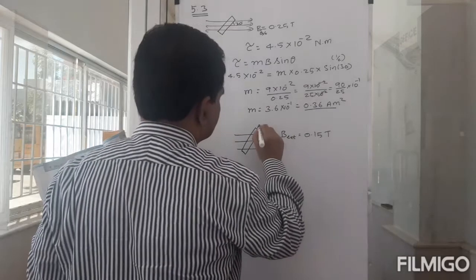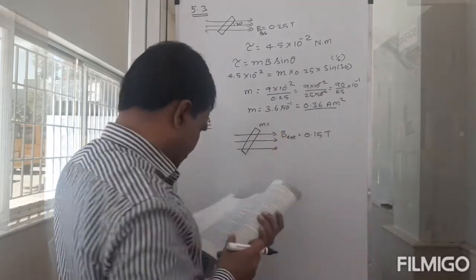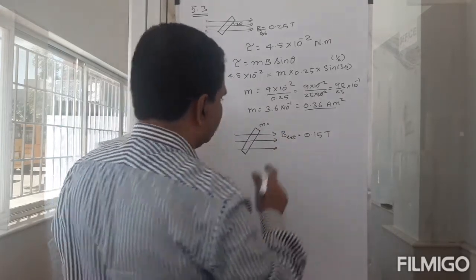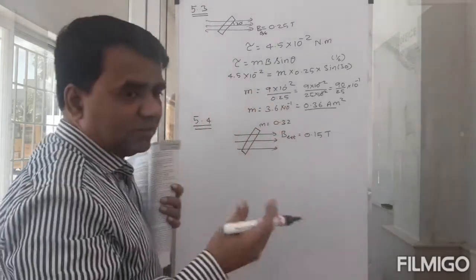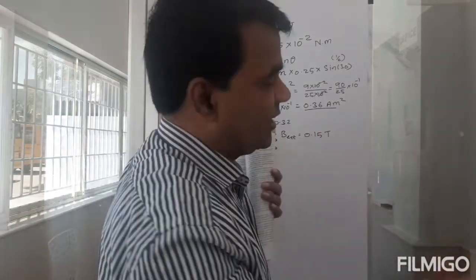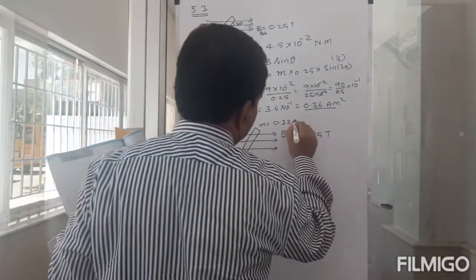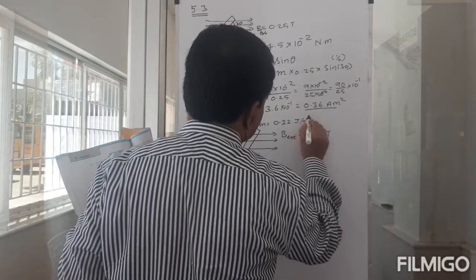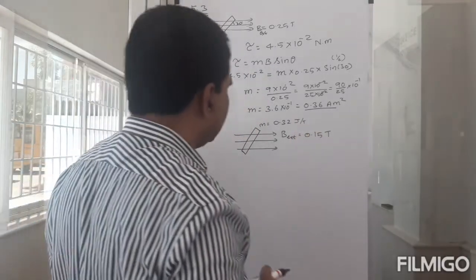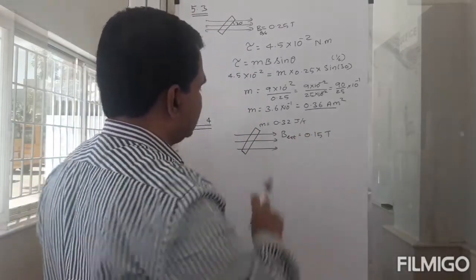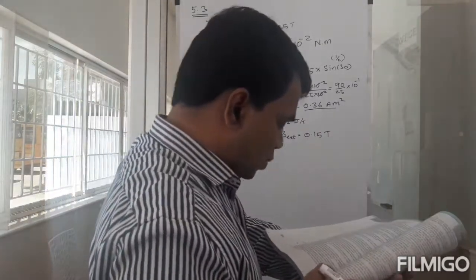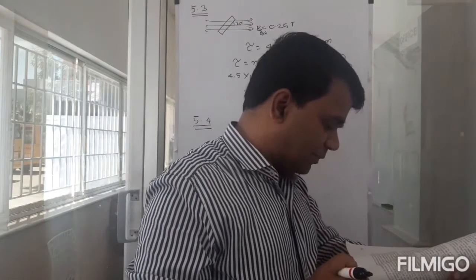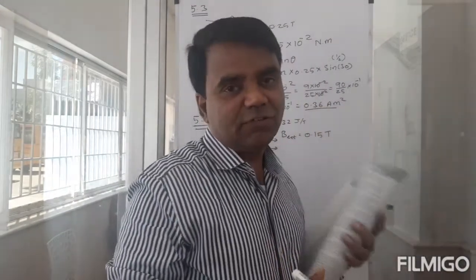So this is equal to 0.32 joule per Tesla, or ampere meter square, both are same actually. Joule per Tesla. Anyway, that is given. Now this is free to rotate in the plane. So the question now is, which orientation would correspond to its stable and unstable equilibrium?